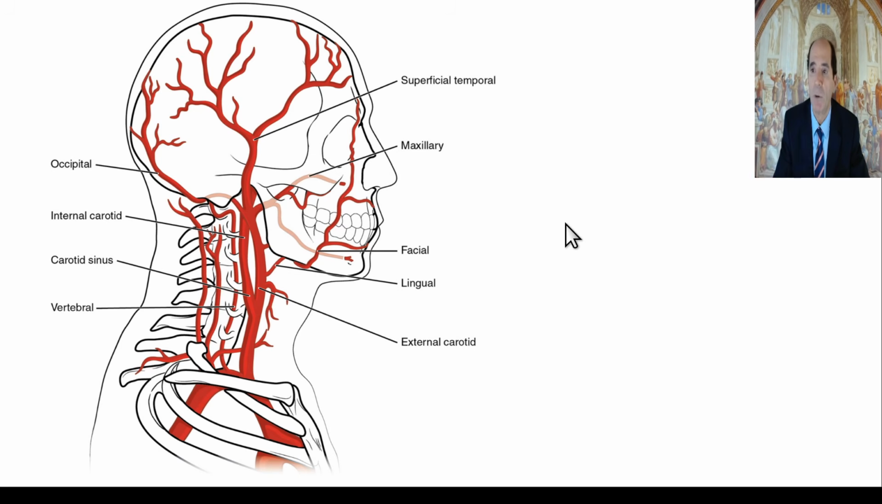PSM: posterior auricular, S for superficial temporal, M for maxillary. So that's how you memorize complex things. You just make an acronym, the first letter of each one, and then you memorize it.